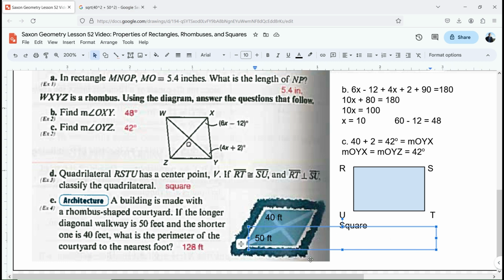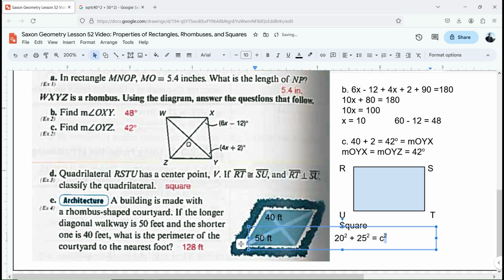All right, so let's be really careful with this. I know that this whole walkway is 40. That means that this little side here is 20. This whole walkway is 50. That means that this little side here is 25. So this is going to be 20 squared plus 25 squared is going to equal whatever our third side is squared.